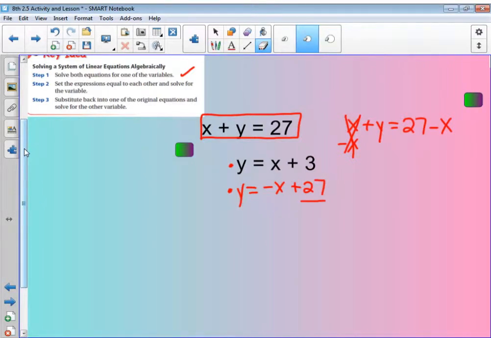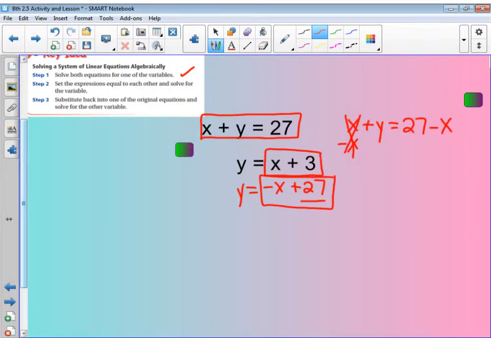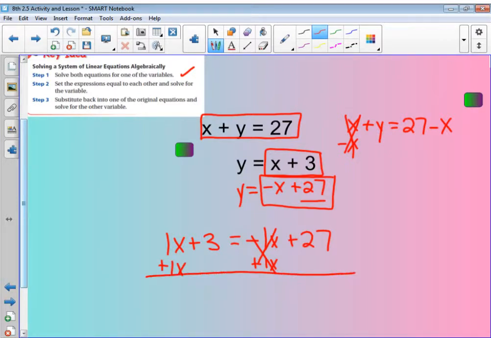Okay, now that both of my equations are in that format, we're going to take the back ends and write them as equal to each other. So I have x plus 3 is equal to negative 1x plus 27. I'm going to put a 1 in front of that. Okay, so we've got x's on both sides. Our first step is to move the x's. So I'm going to get rid of the negative 1x. So plus 1x, plus 1x. I now have 2x plus 3 equals 27.